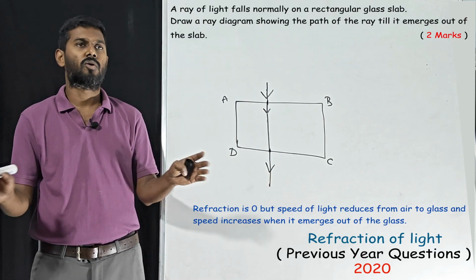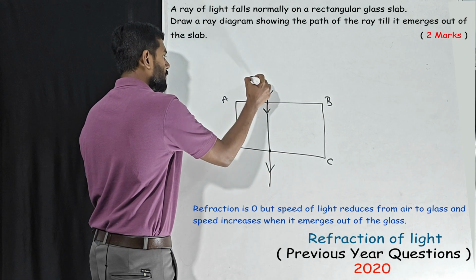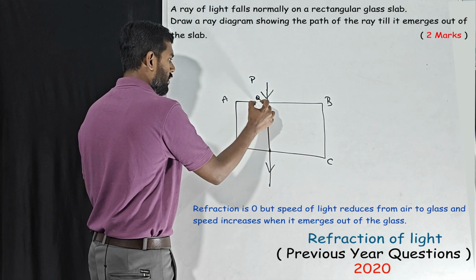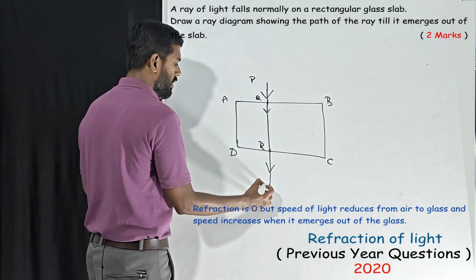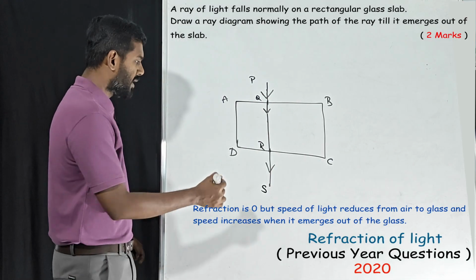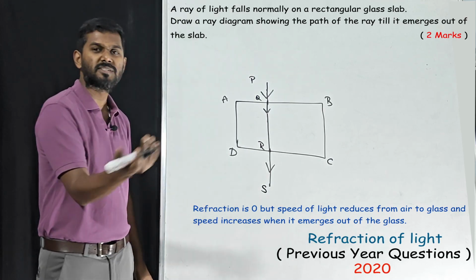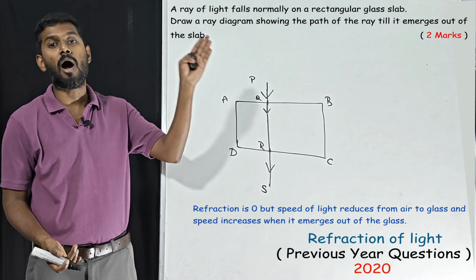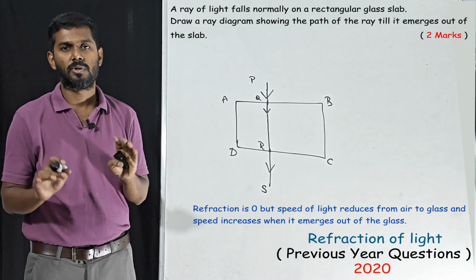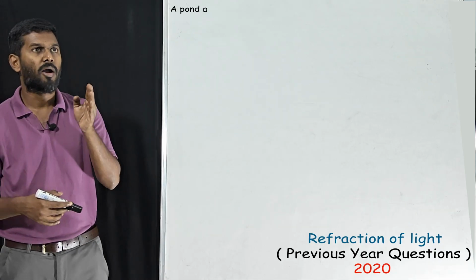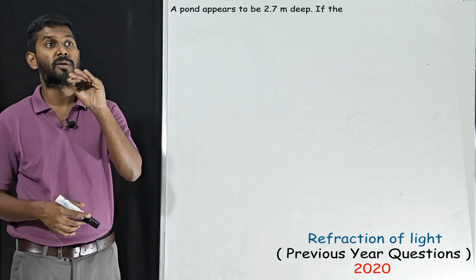Very simple question. You name the rays P, Q, R, S. That's it. The emergent ray is RS. Emergent ray means the ray which is coming out of the glass slab. That's it.